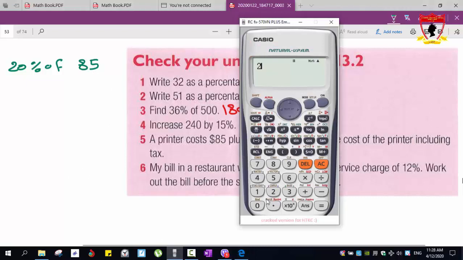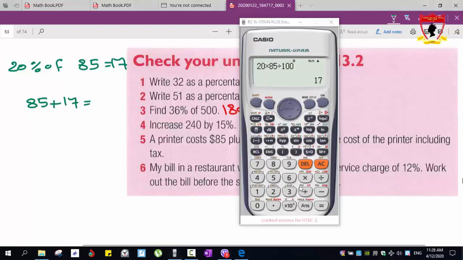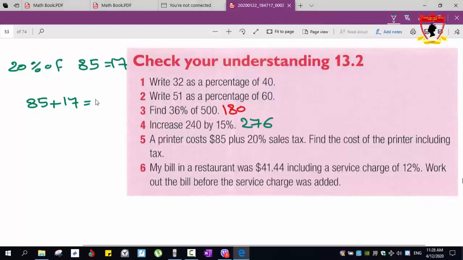20 times 85, and the result divided by 100. This is equal to $17. Step 2, we have to add the tax to the price. Then 85 plus 17 is equal to 102. So it costs $102.